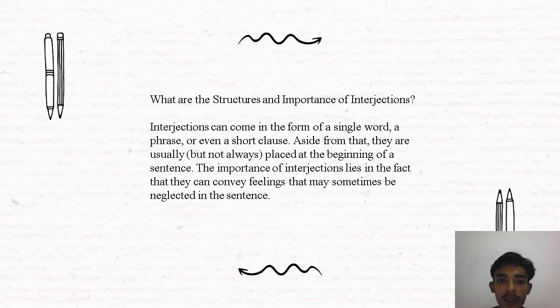What are the structure and importance of interjections? Interjections can come in the form of a single word, a phrase, or even short clauses. Aside from that, they are usually, but not always, placed at the beginning of a sentence. The importance of interjections lies in the fact that they can convey feelings that may sometimes be neglected in the sentence.